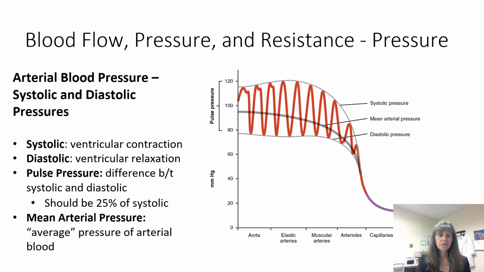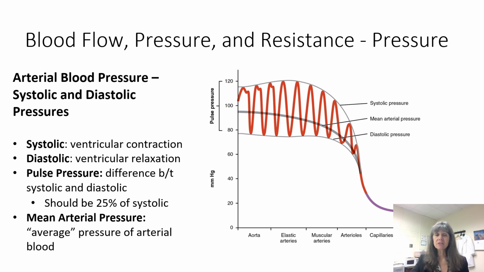So as we look at arterial blood pressure, we get two measurements when somebody takes and records blood pressure. There's a systolic pressure that occurs when the ventricles contract, and there's a diastolic pressure that is lower because that is the pressure of blood against the blood vessel walls when the ventricles are relaxed.